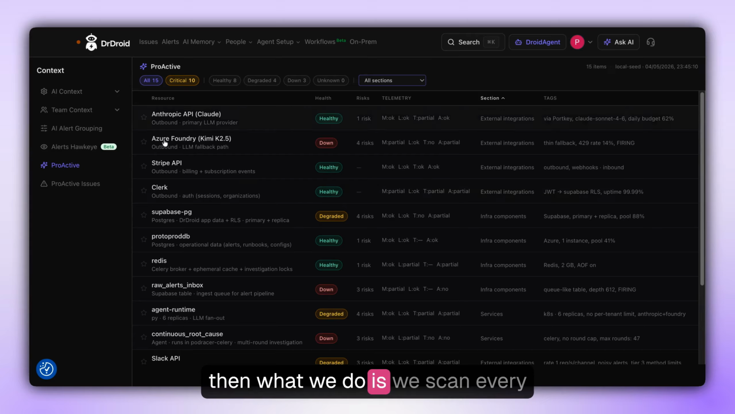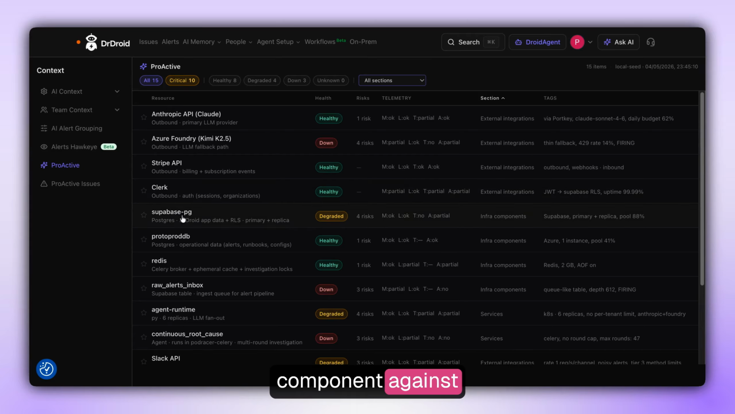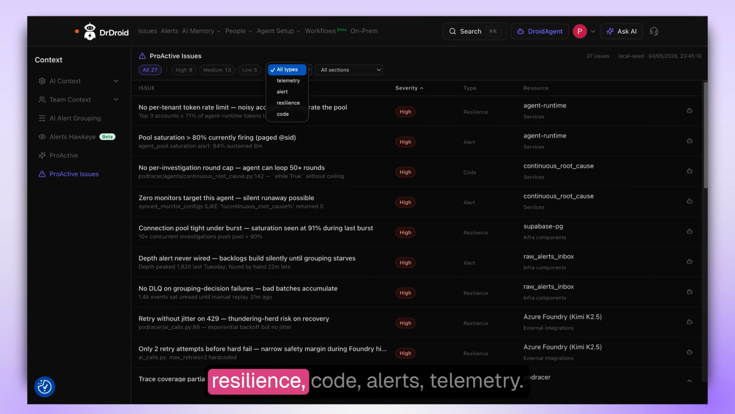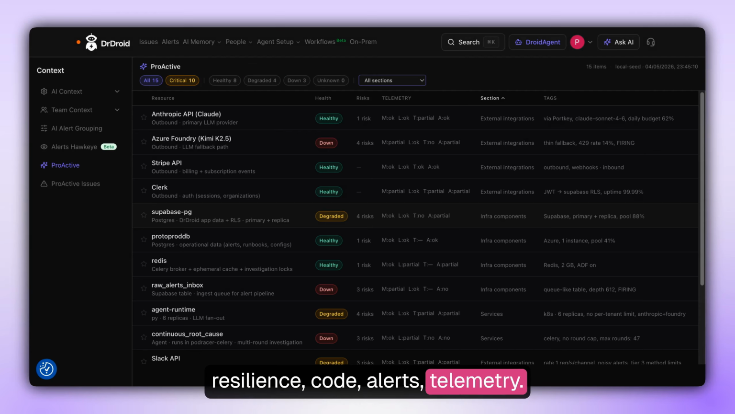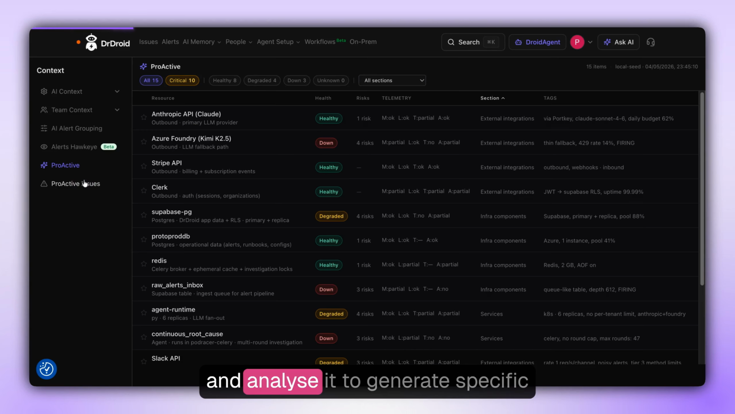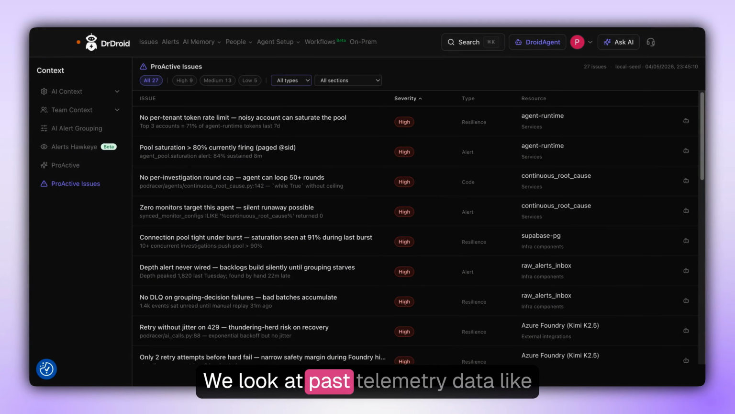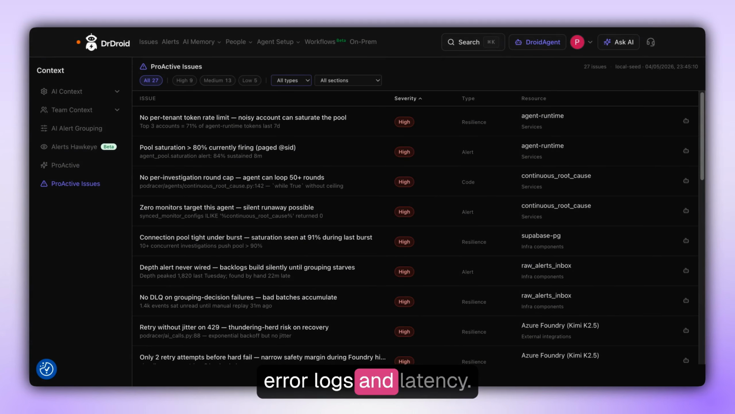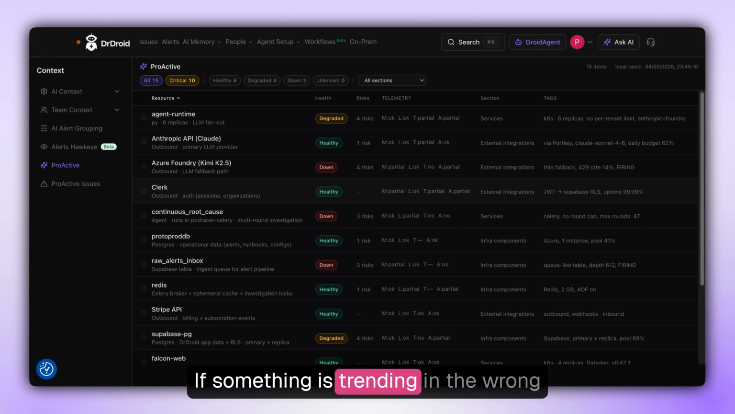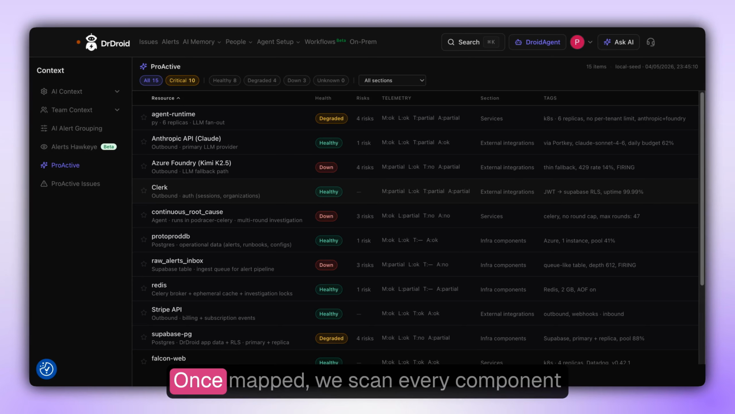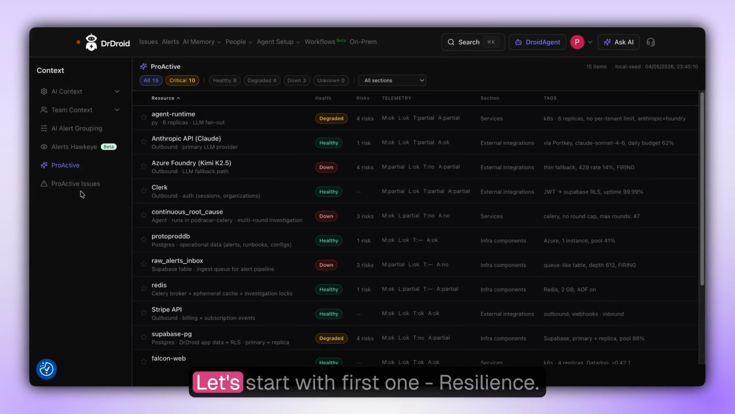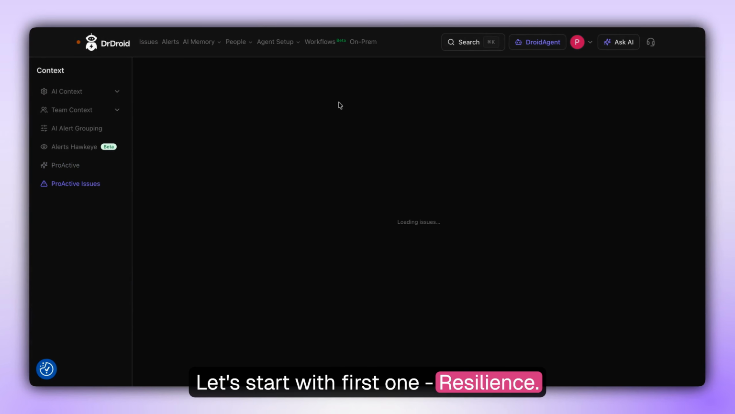Then what we do is we scan every component against four tenets, that is resilience, code, alerts, and telemetry, and analyze it to generate specific insights for each and every component. We look at past telemetry data like error logs and latency. If something is trending in the wrong direction, we flag it before it becomes an incident. Once mapped, we scan every component against these four areas. Let's start with the first one, resilience.